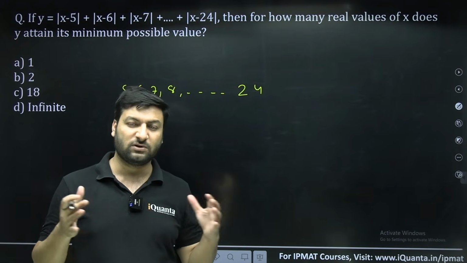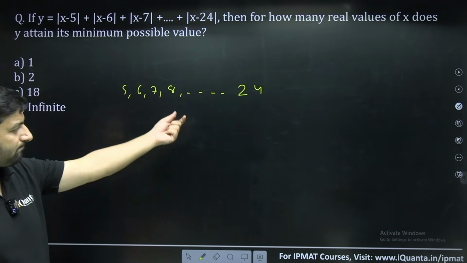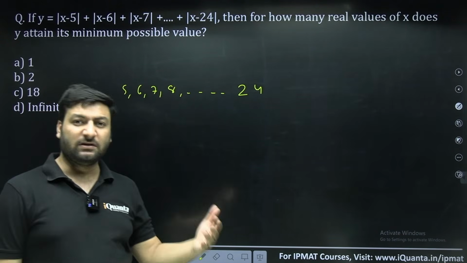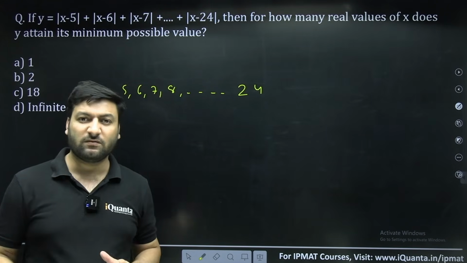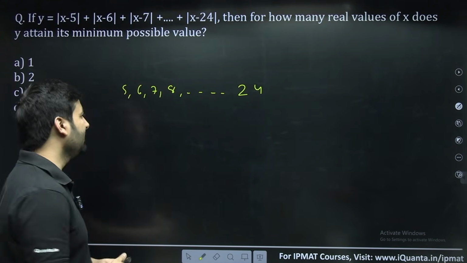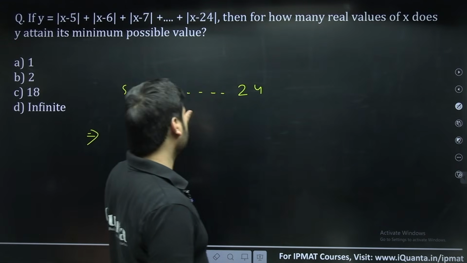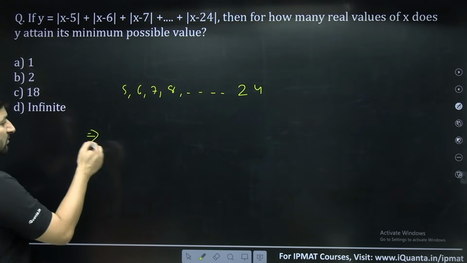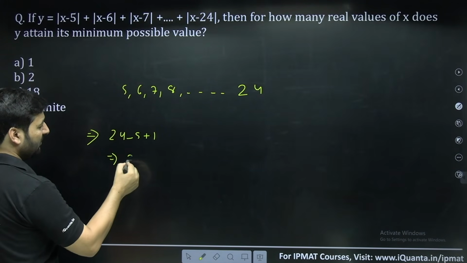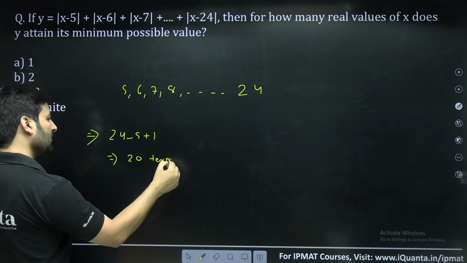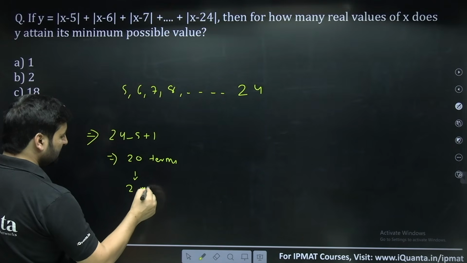If there is an odd number of critical points, there will be a single median. But if there is an even number of critical points, then there are two medians. So, let us count these values. Whenever you have a series with a difference of 1, the total number of terms is the last term minus the first term plus 1. So, 24 minus 5 is 19, 19 plus 1 is 20. That means there are 20 terms in this series. An even number of terms means there will be 2 medians.